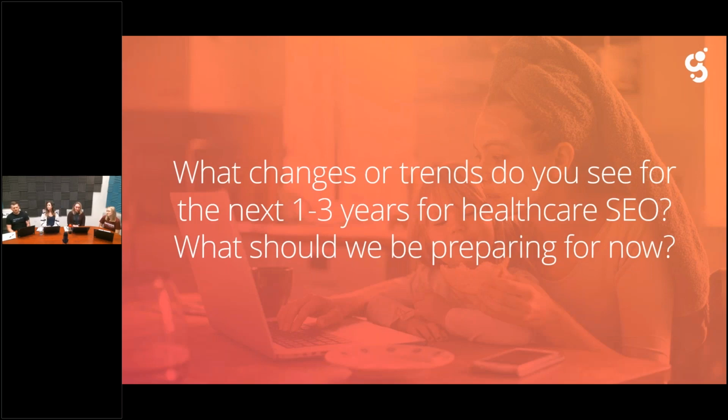But yeah, I think AI is going to be huge. Google is going to know what you're going to search before you're done searching, before you start searching, and we're going to have to be able to optimize for the search before the search.